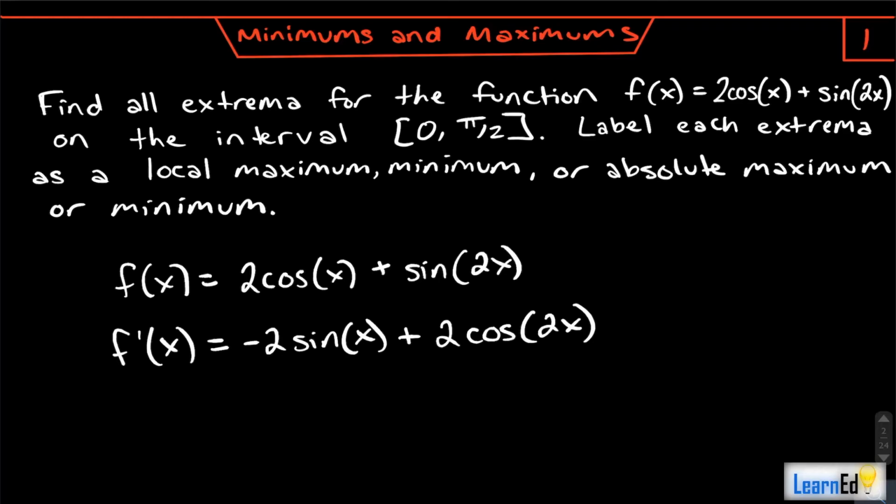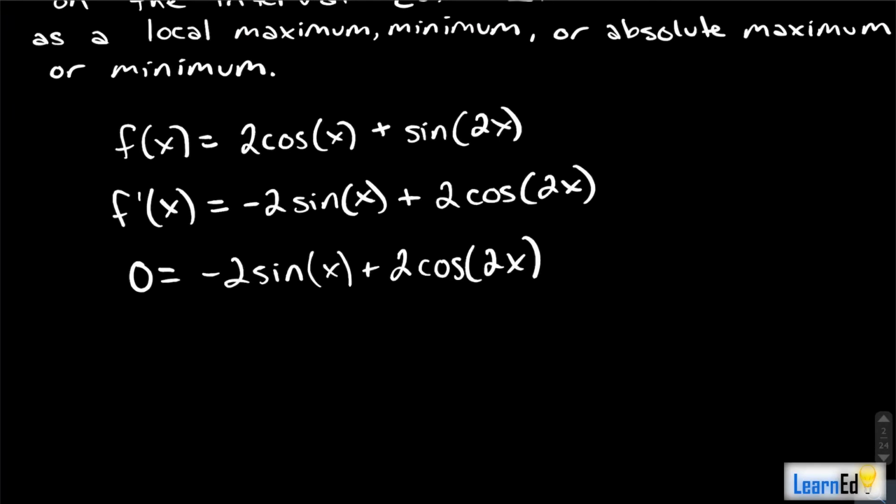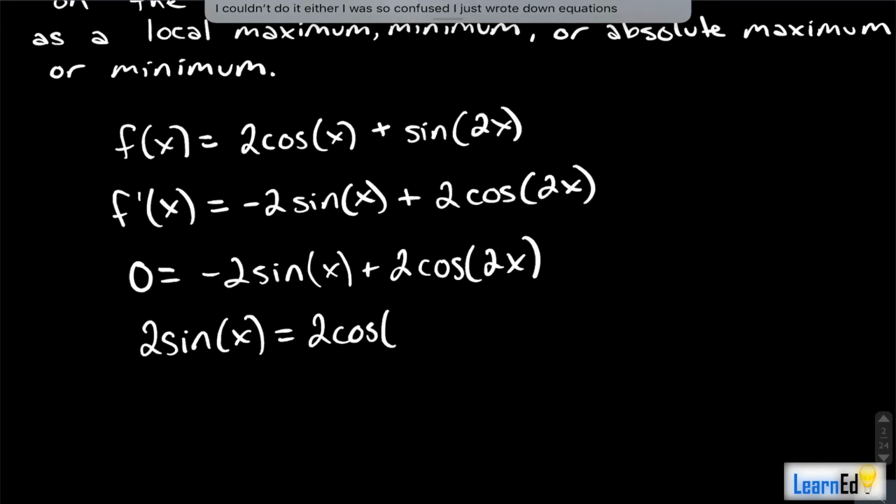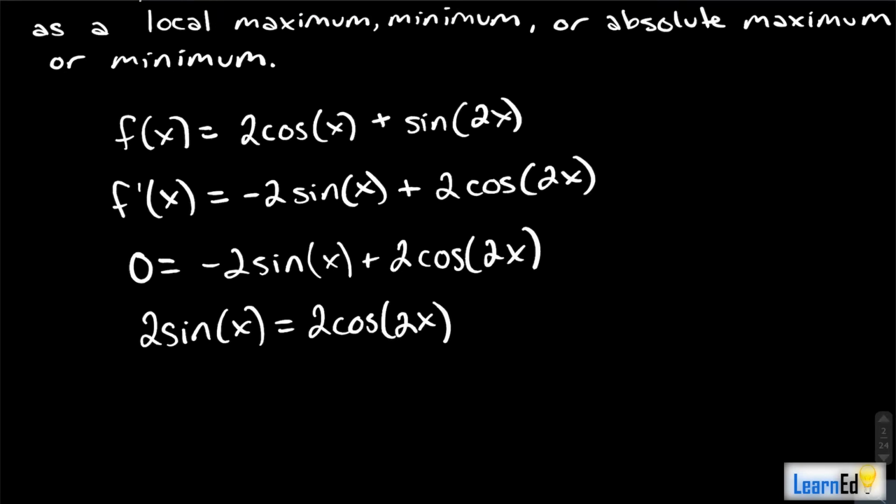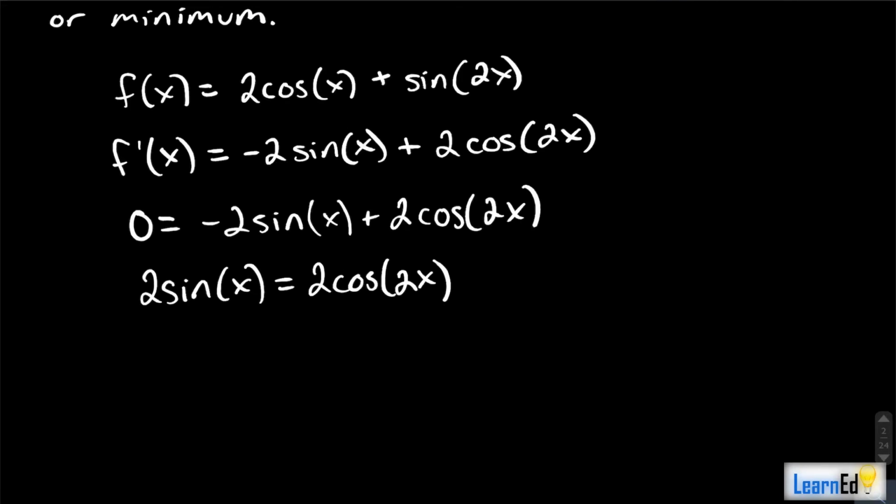Okay? Now, we can set 0 equal to negative 2 sine x plus 2 cosine 2x. And then we can solve from here, and how we can do that is just adding 2 sine x over to the other side, in which case the 2's go away. All right, and we just end up getting sine x equals cosine of 2x.